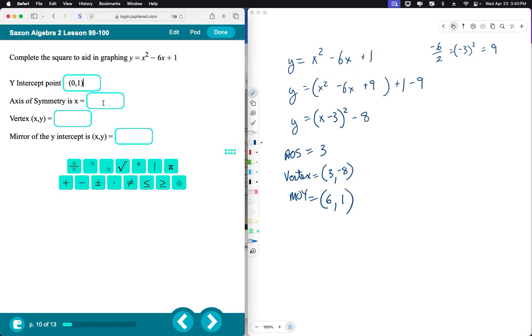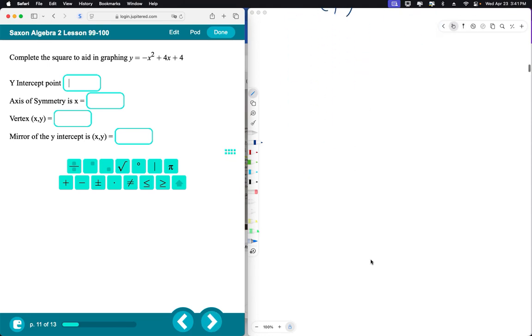So I'm going to put all of that in here. So I've got 3, and I've got 3, negative 8, and then I've got 6, 1. Let's check that, make sure that I haven't lost my mind. Okay, good.